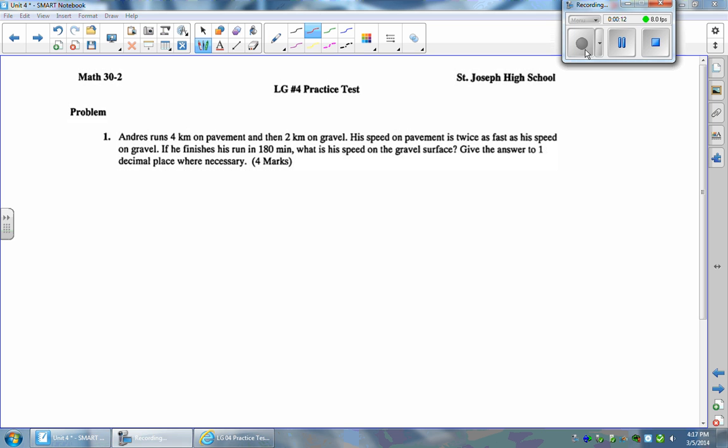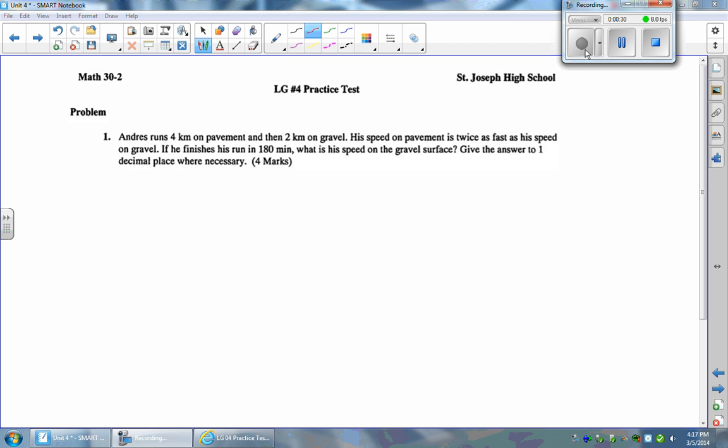Andreas runs 4 kilometers on pavement and then 2 kilometers on gravel. His speed on pavement is twice as fast as his speed on gravel. If he finishes his run in 180 minutes, what is his speed on the gravel surface? Give your answer to 1 decimal place where necessary.